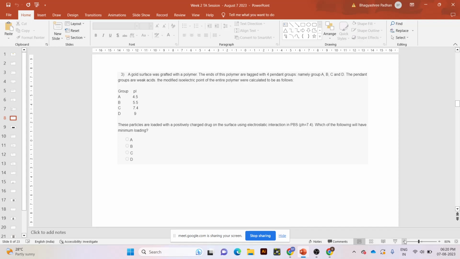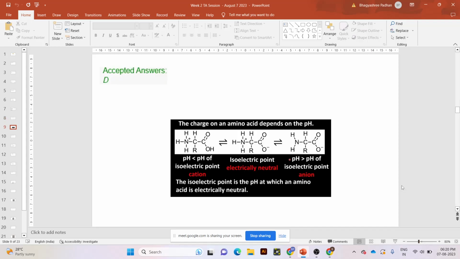Okay, because it would be positively charged at pH below the pI. Expected to be positively charged, so loading is based on electrostatic interaction, so we would expect minimum loading would be for D. Okay. Very good. Actually, that's the right answer. Okay. So, as you said, D is the correct answer, and you already explained the reason.